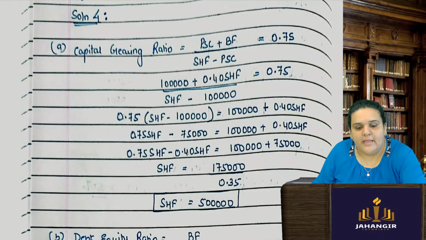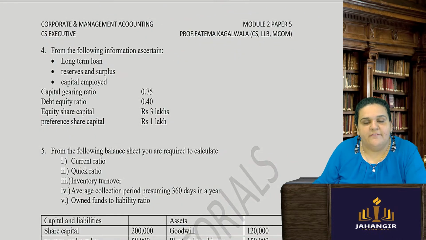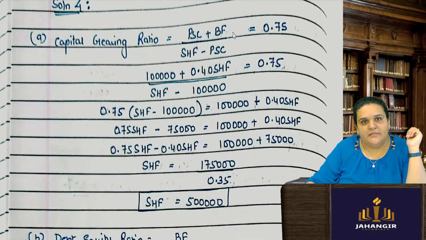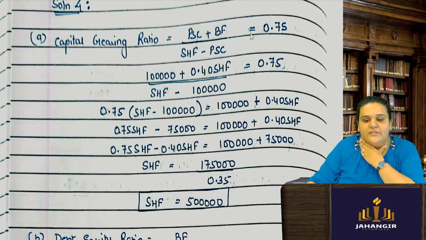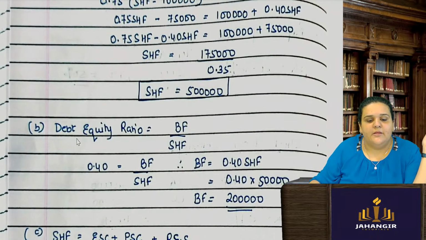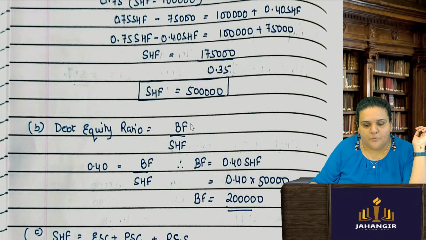Okay. Now capital gearing ratio, the ratio which they have given me is 0.75. The formula for it is preference share capital plus borrowed funds upon shareholders funds minus preference share capital, which is 0.75. Okay. They have given me one debt equity ratio. Debt equity ratio is borrowed funds upon shareholders funds. Means what? Debt equity ratio is 0.4 they have provided to me. That is equal to borrowed funds upon shareholders funds. Therefore, I have written borrowed funds is equal to 0.4 of shareholders funds.